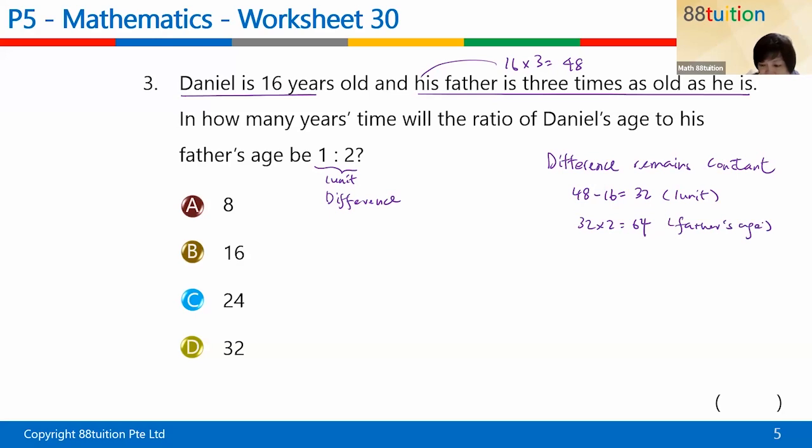For him to become 64, now 48. So you must minus 48, that will give you 16 years later. Okay, that should be the answer for B. Okay, so far okay now.